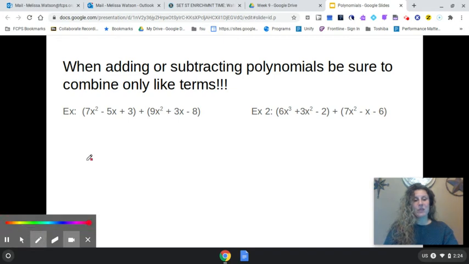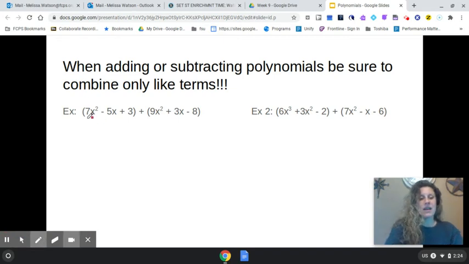So the first set of like terms that I notice is 7x squared, and we're adding on 9x squared. So that would give me 16x squared. Okay, taking a look at the next set of terms that are like, I have negative 5x, and we're adding it on to positive 3x. So if we add those two like terms, we would get negative 2x.